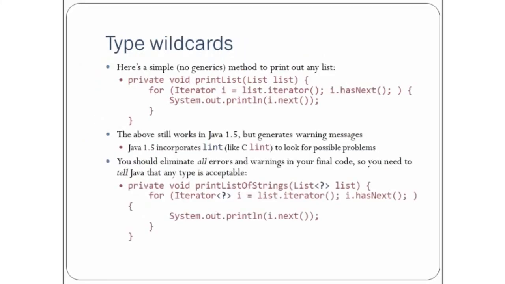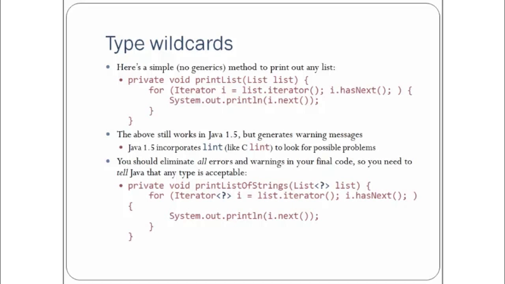So far we have seen a simple iterator. Now let's see something advanced in generics, which is wildcards. Now let's see what type wildcards are. Here's a simple method to print out any list. In this method we are simply printing: private void printList, and we are passing a list as a parameter, then iterating through the list using an iterator and printing each element.